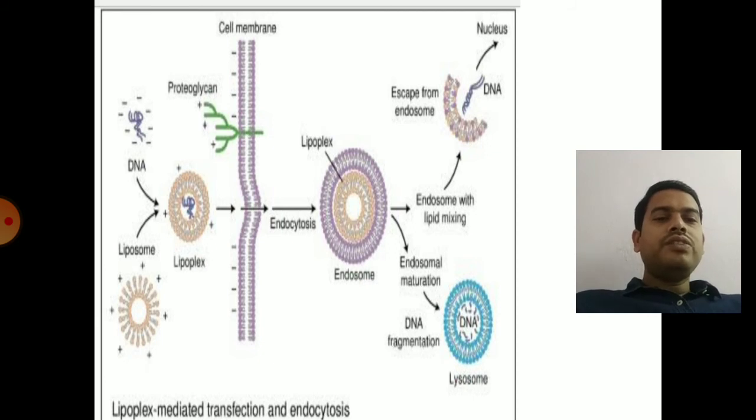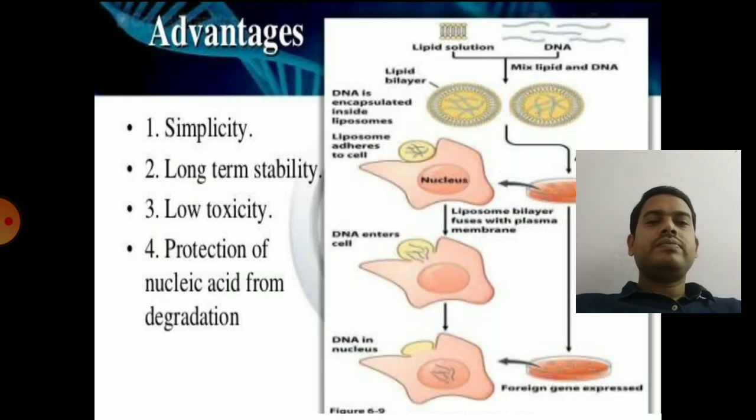So this is how you use liposomes or lipoflex for transfer of your foreign DNA into animal, bacterial or plant cells. The main advantage of these liposomes is that it is very simple. Just mix the DNA to be transferred with liposomes and then incubate with your plant, animal or bacterial cell. That simple it is.